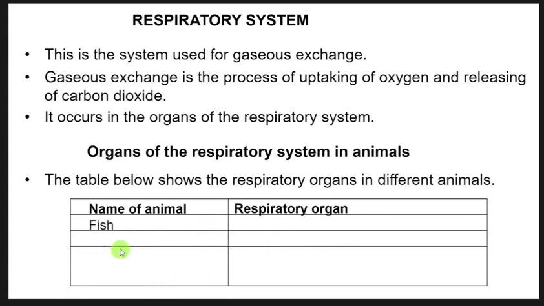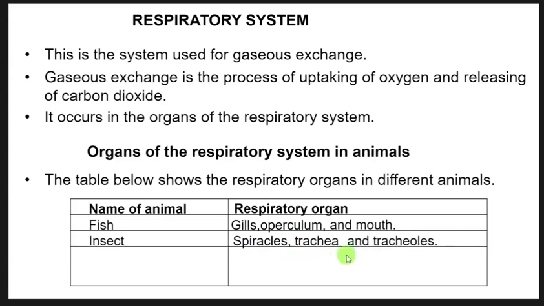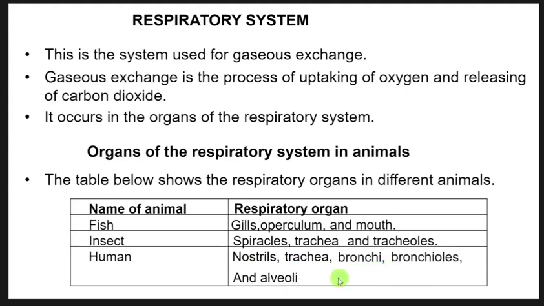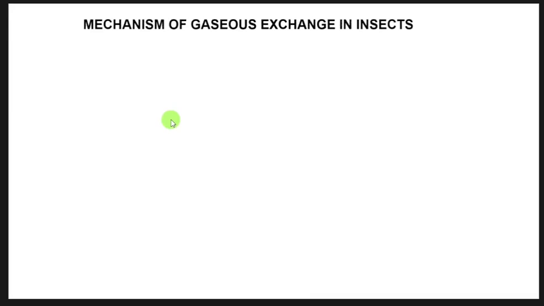So here we have fish, and the respiratory organs in fish are gills, then we have operculum, and also the mouth. Then in insects we have the spiracles, then the trachea and the tracheals. All right, then in human beings we have nostrils, trachea, bronchi, then bronchioles, then alveoli. All right, so let's look at the mechanism of gaseous exchange in insects.